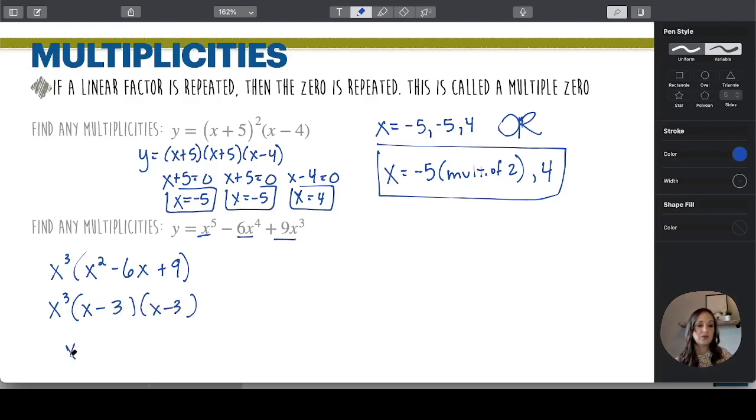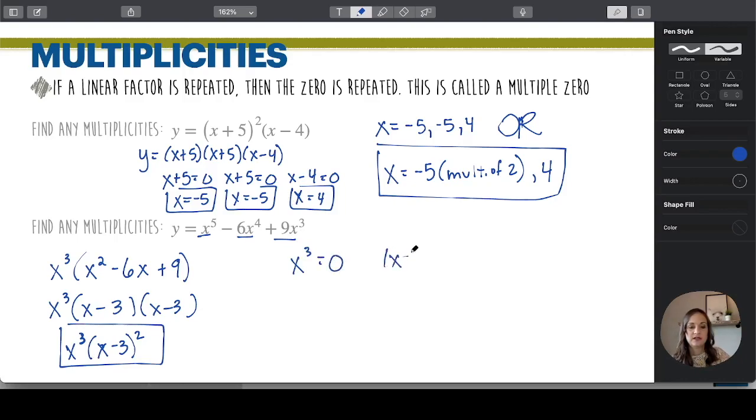So you could actually write it as x cubed times x minus 3 squared. Why squared? Because there's 2 of them. So to actually find the zeros from these factors, then you would set this equal to 0 and set this equal to 0.